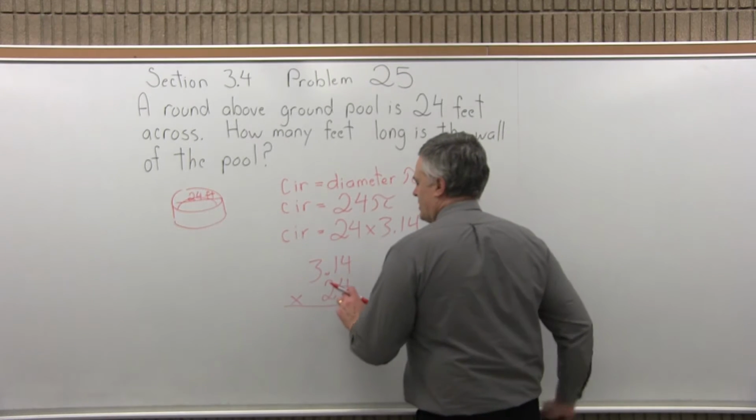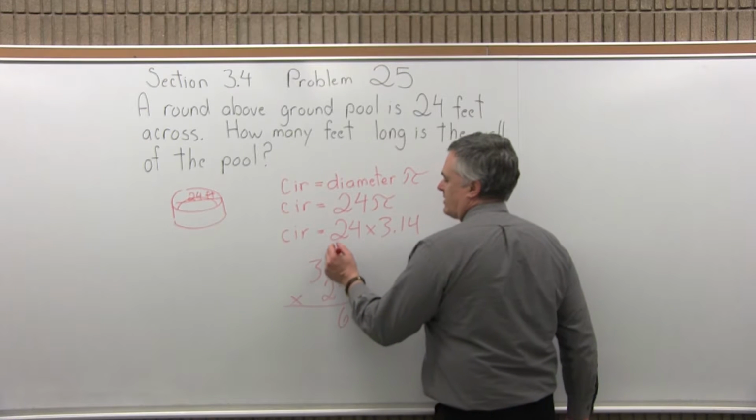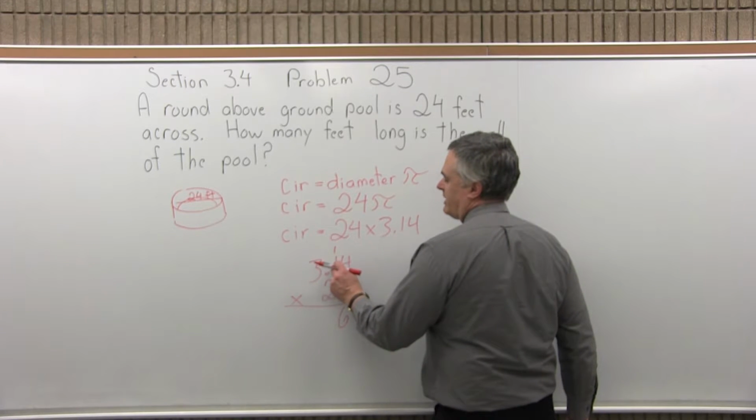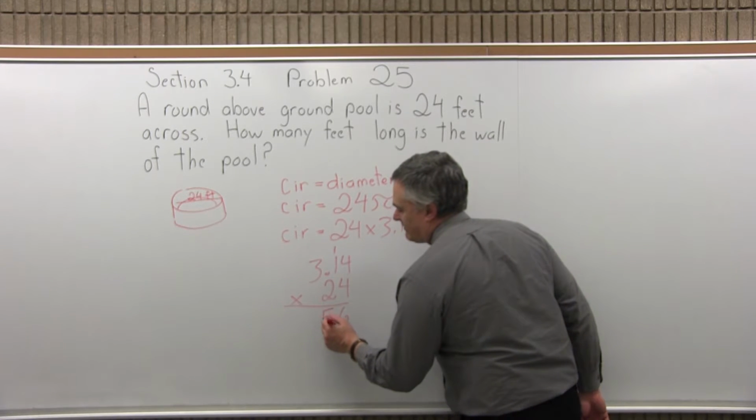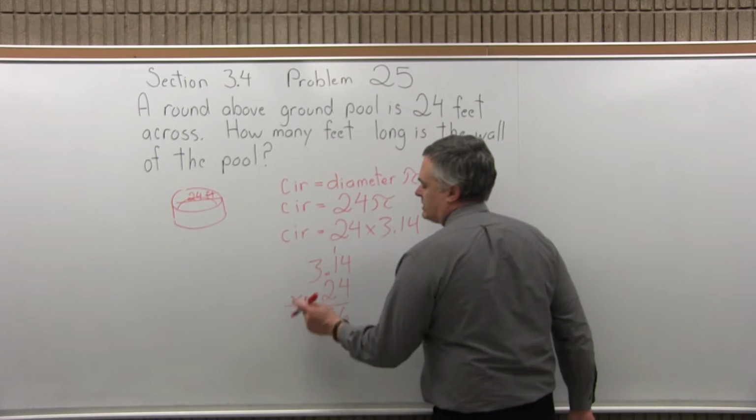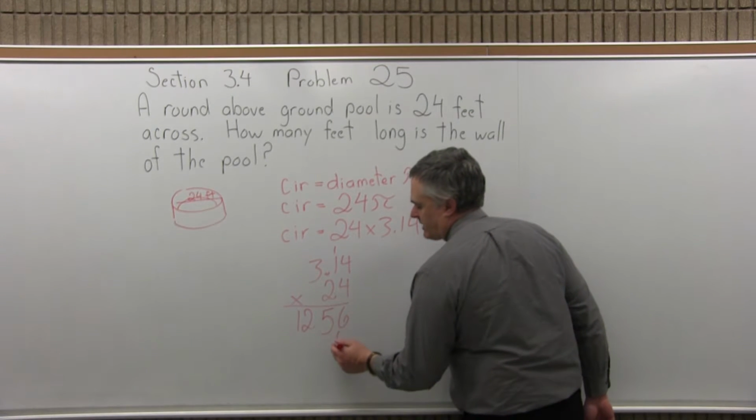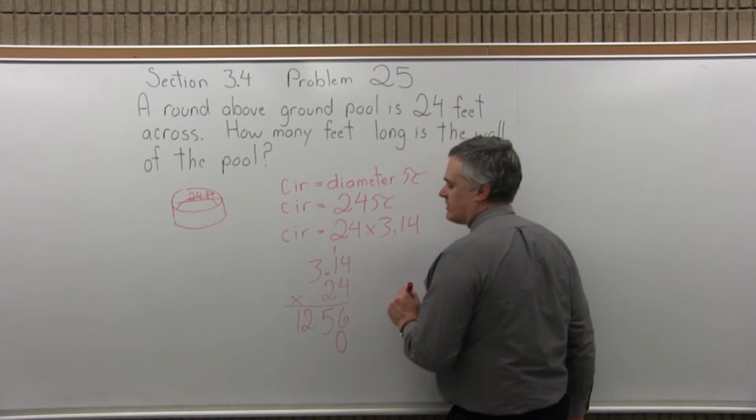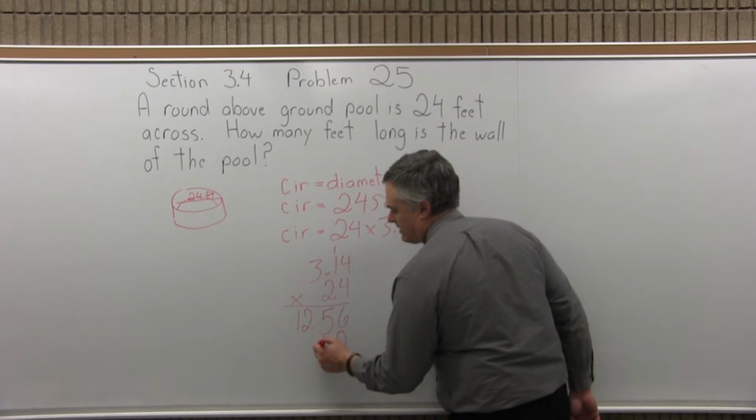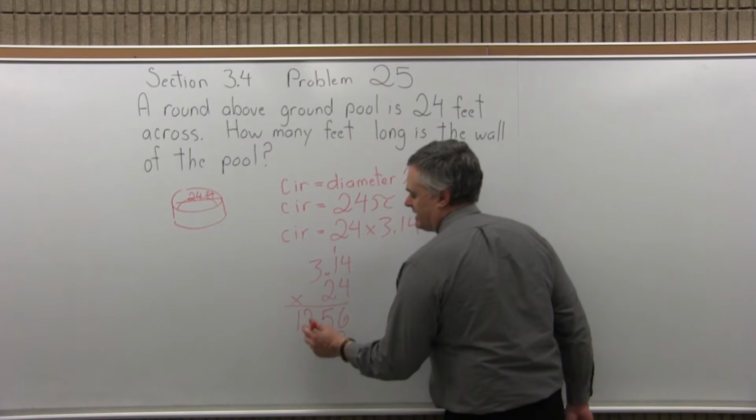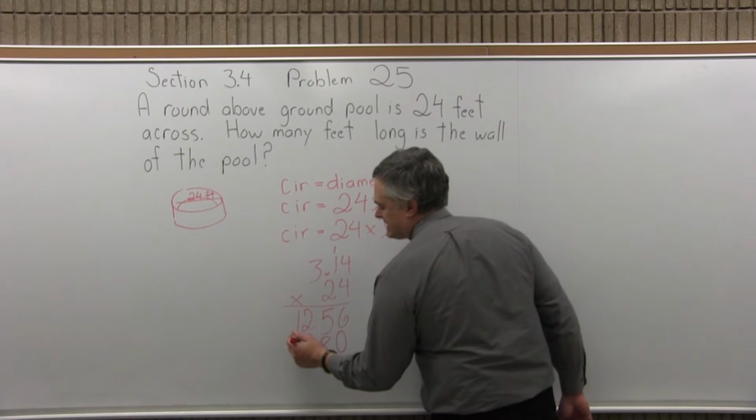So, to multiply, 4 times 4 is 16. Write the 6, carry the 1. 4 times 1 is 4, plus 1 more that you carried is 5. 4 times 3 is 12. That takes care of the 4, so if I go down a row, I want to start with a 0 in the rightmost position. 2 times 4 is 8. 2 times 1 is 2. 2 times 3 is 6.